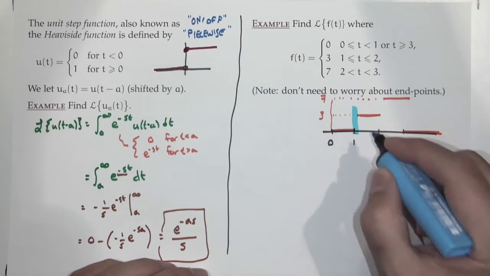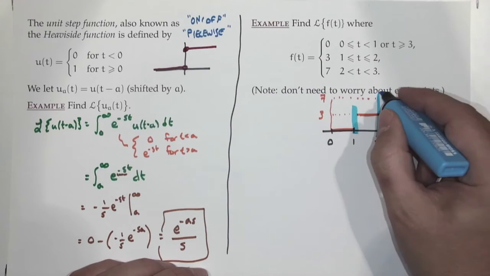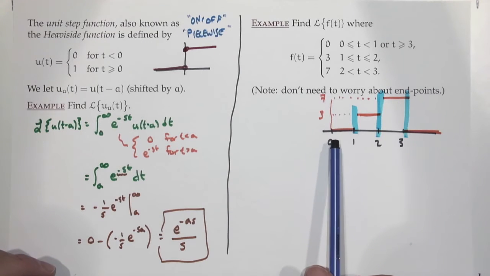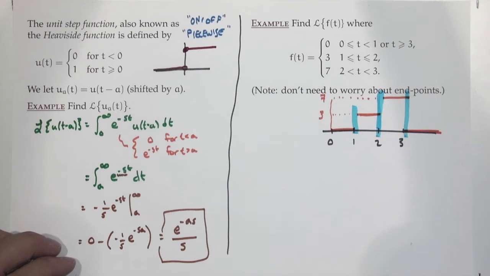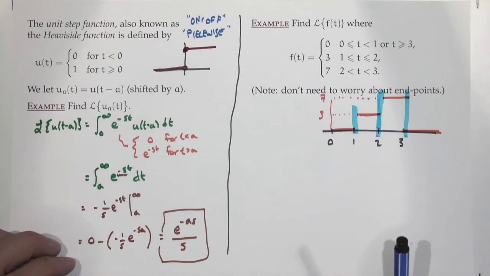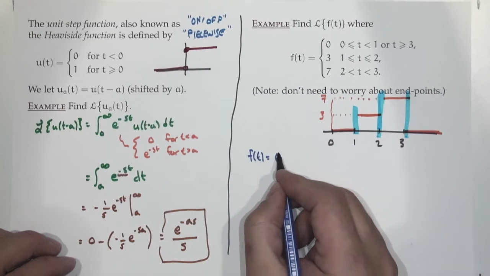There's a transition at 1, 2, and 3. So that says that when we're describing our function, we're going to have 3 transition points. Now we just start at the very beginning. And it's a very good place to start. How do we start? What's the behavior? 0. So our function, f of t, is 0.